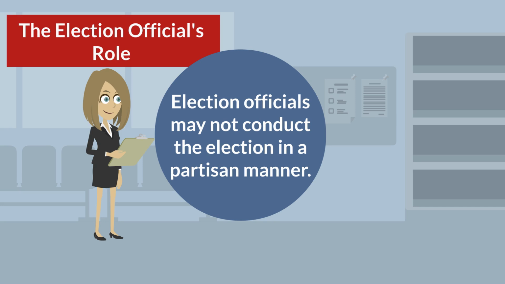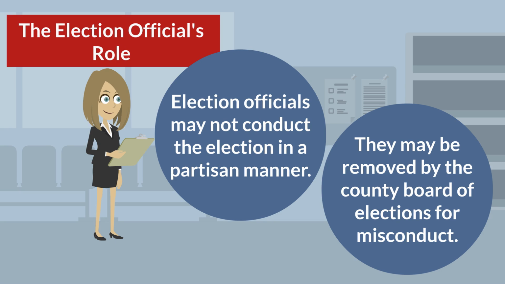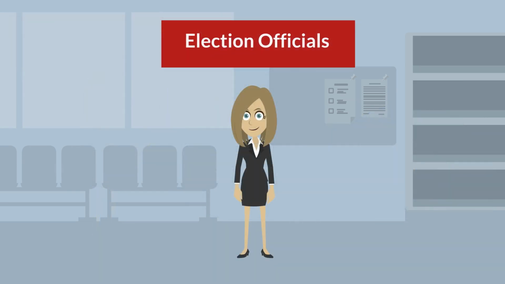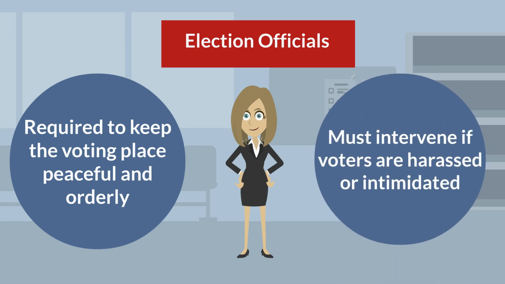Election officials may not conduct the election in a partisan manner. They may be removed by the County Board of Elections for misconduct. The law requires election officials to protect voters and the voting process. Election officials are required to keep the voting place peaceful and orderly, and must intervene if voters are harassed or intimidated.